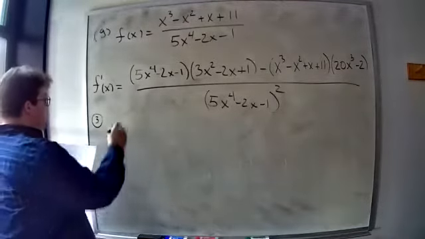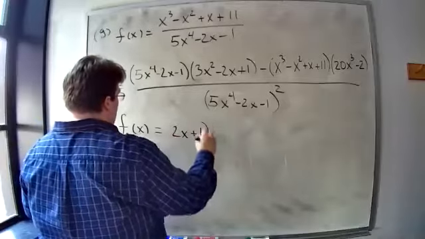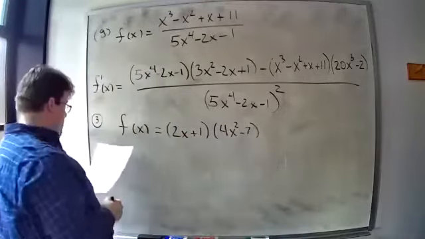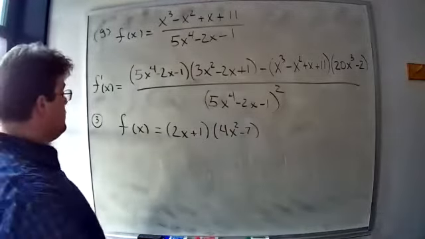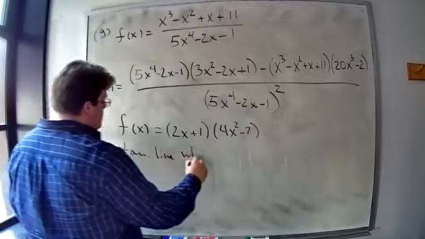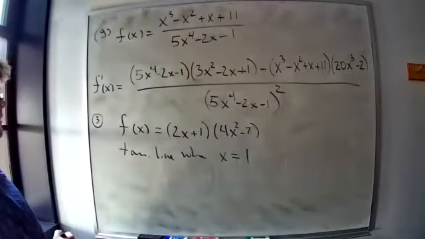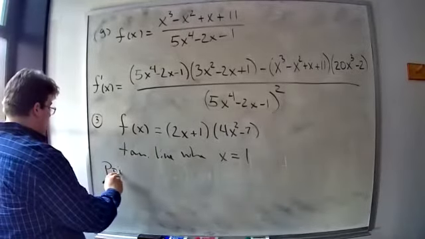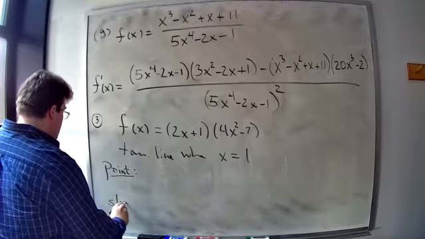Problem 3, let f of x be this function. Find an equation for the line tangent to this function when x equals 1. So we need tangent line when x equals 1. Okay, we need an equation for a line. So we need a point. We need a slope.